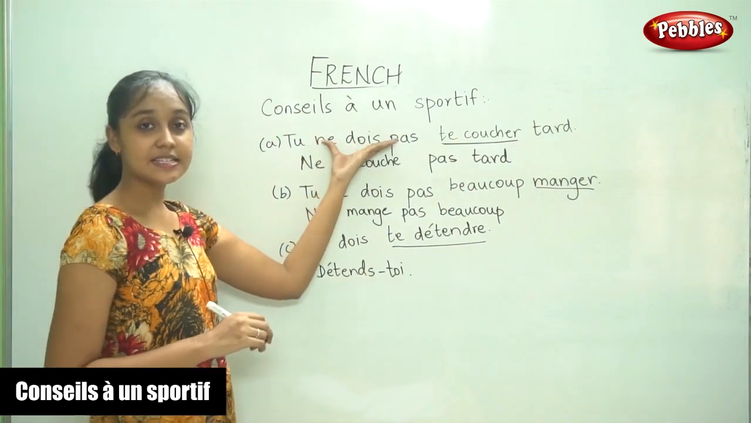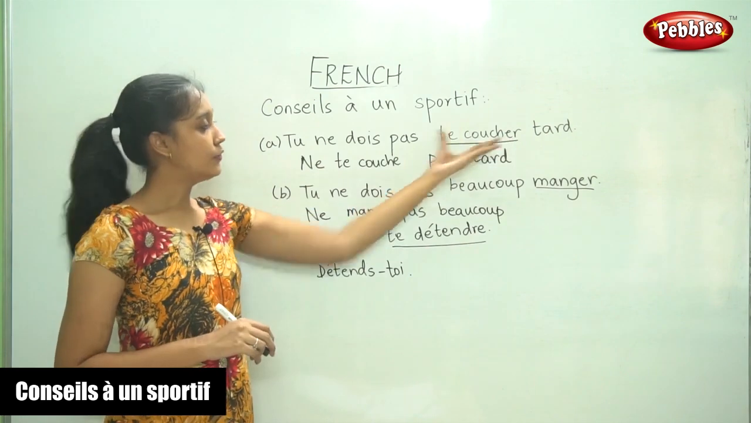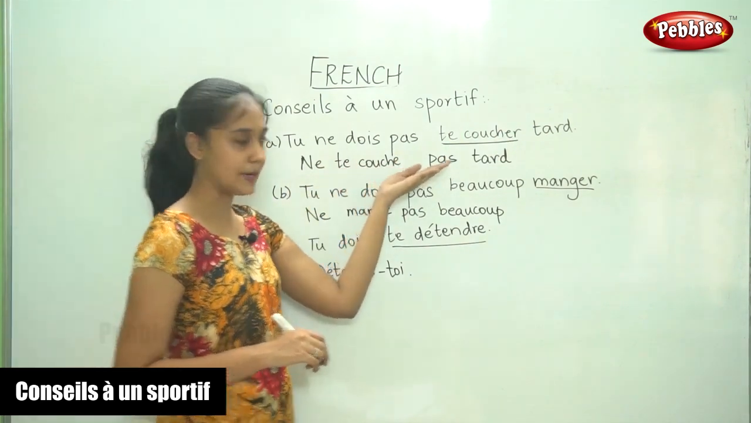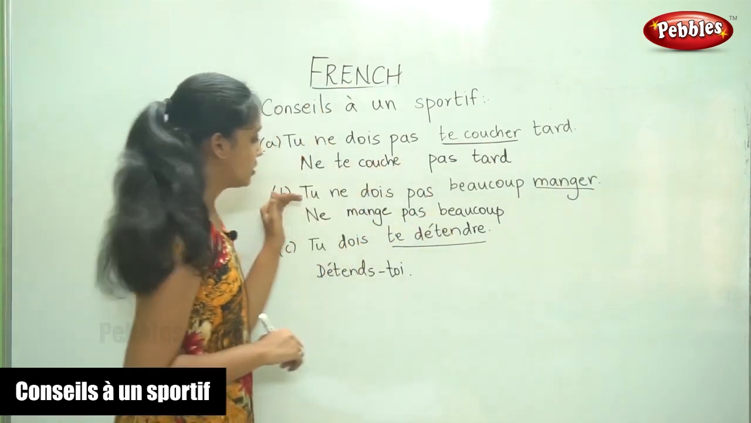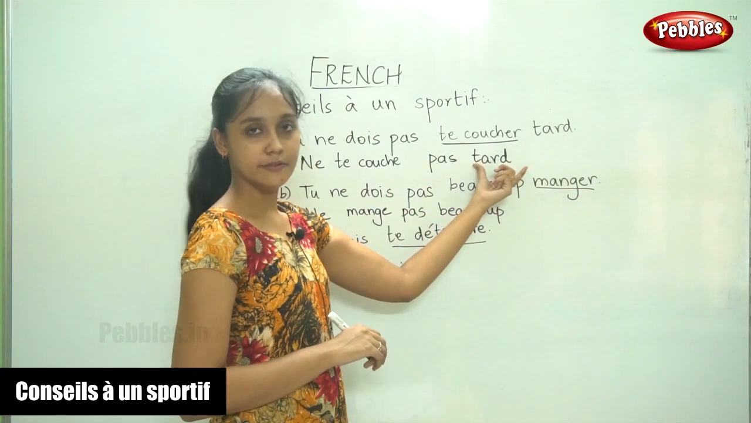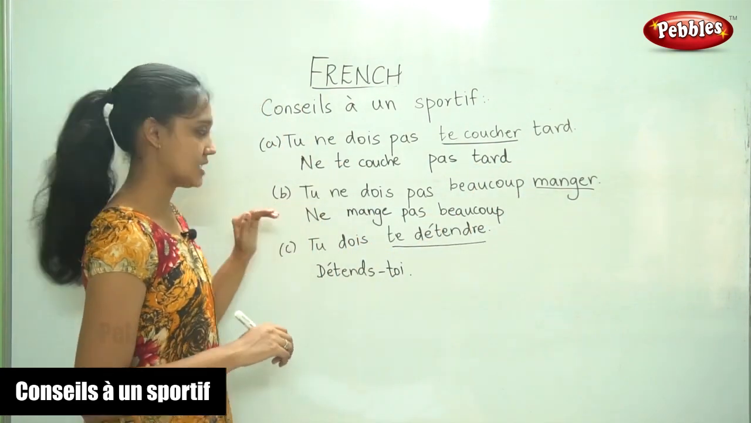So in the first sentence we had a reflexive verb, and the sentence was negative. So we wrote ne and pas, filled in the imperative. Ne te coucher pas tard. Then you must not forget to add this word here, because that is what gives meaning to the sentence.